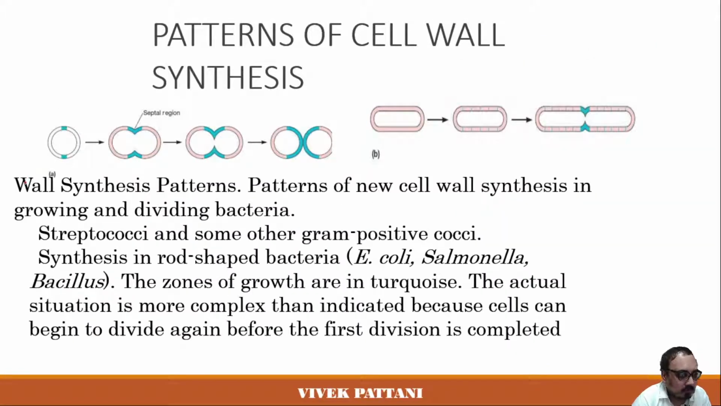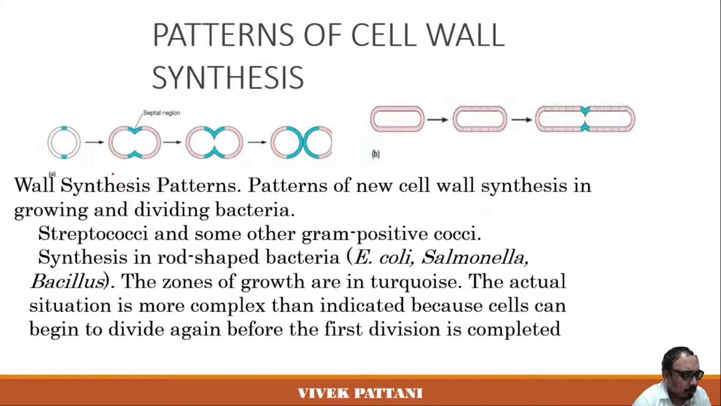Now, you must have already studied these patterns of cell wall synthesis during your semester 1, how the cell divides, the patterns of new cell wall synthesis in growing and dividing bacteria, the streptococci and some other rod-shaped bacteria, with the zones of growth in turquoise. The actual situation is more complex than indicated, because cells can begin to divide again before the first division is completed. So this is just an introductory pattern of cell wall synthesis.